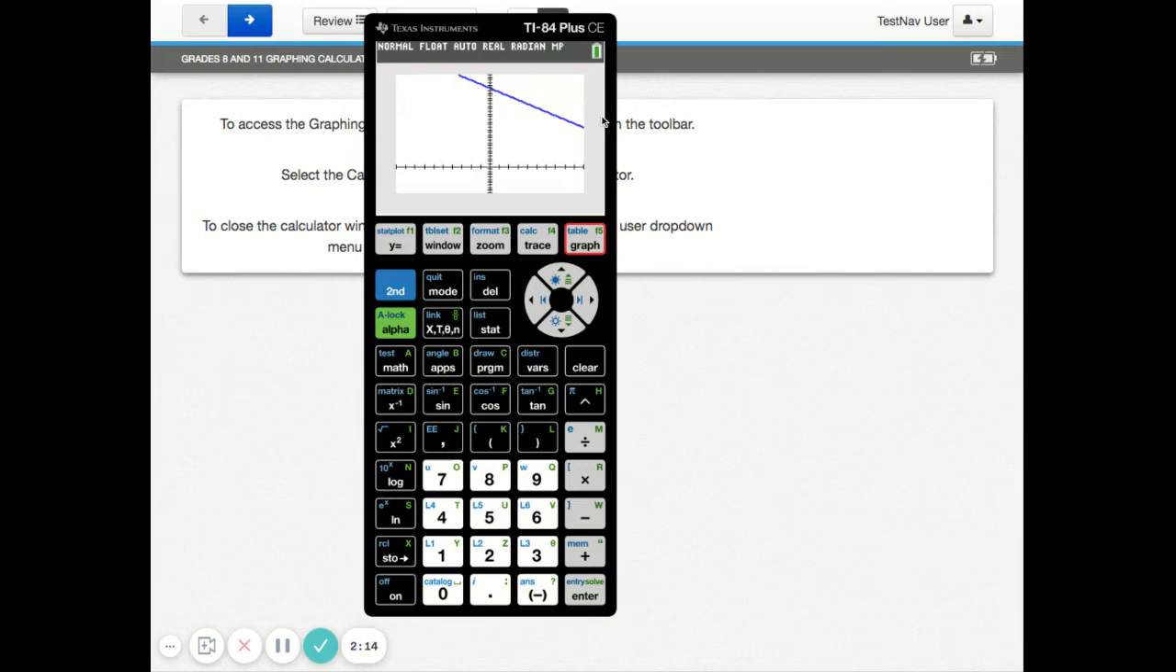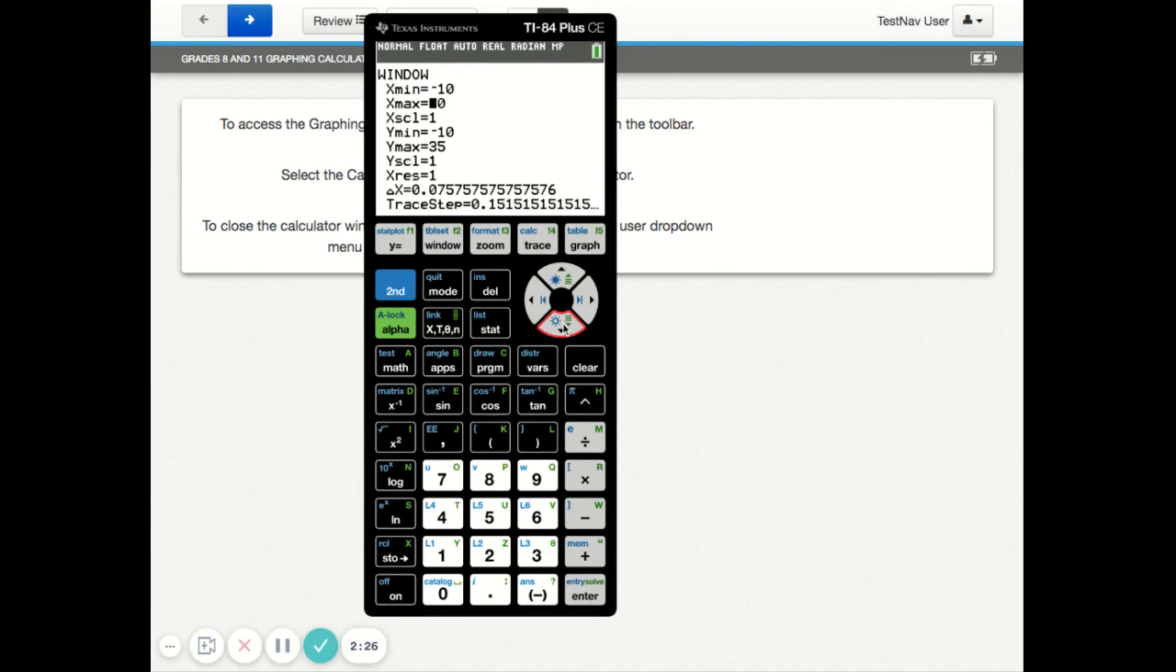Notice I don't see where this ends over here, so I'm going to move to the right. So again, x is your left and right. X min goes to your left, x max goes to your right. So I need to change my x max. Maybe let's make that 30 as well. You can change your scale then if you want. You don't have to. Sometimes it makes it a little easier to see. I do see all of my stuff here, so that's good.